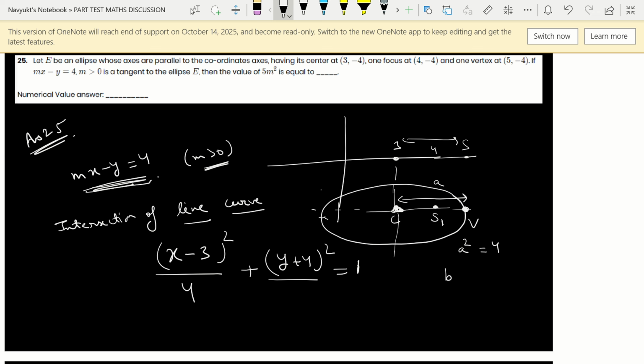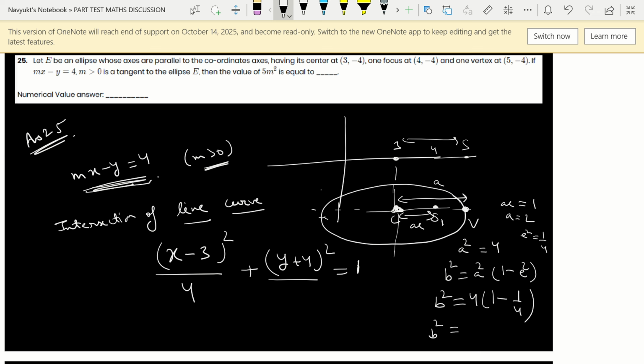We know the relation of b square also: a square times (1 minus e square) for the ellipse. The distance from focus to center is ae for any ellipse, right? That is 1, as you can see from the plotting. So if ae is 1 and a is 2, how much will e be? Half. Correct. So e square will be 1 by 4. Let's get b square from here: 4 times (1 minus 1 by 4). Clear? Which gives me b square value as 3. Here we have both the values. We'll put them in. This is the equation of the ellipse which we needed to find.